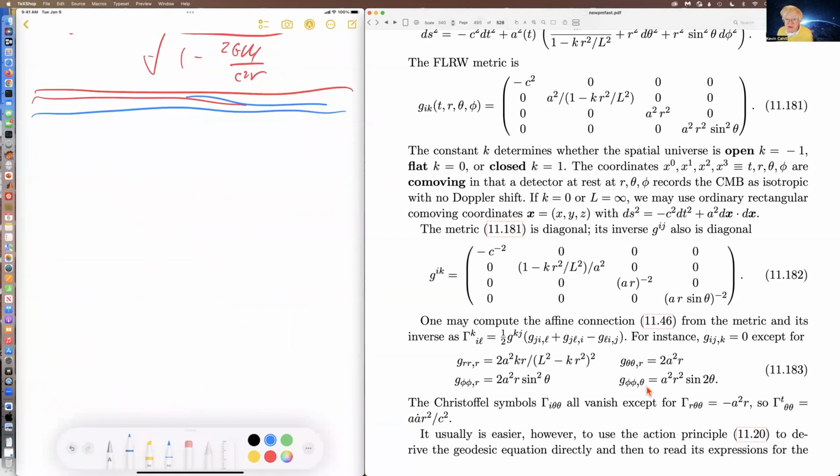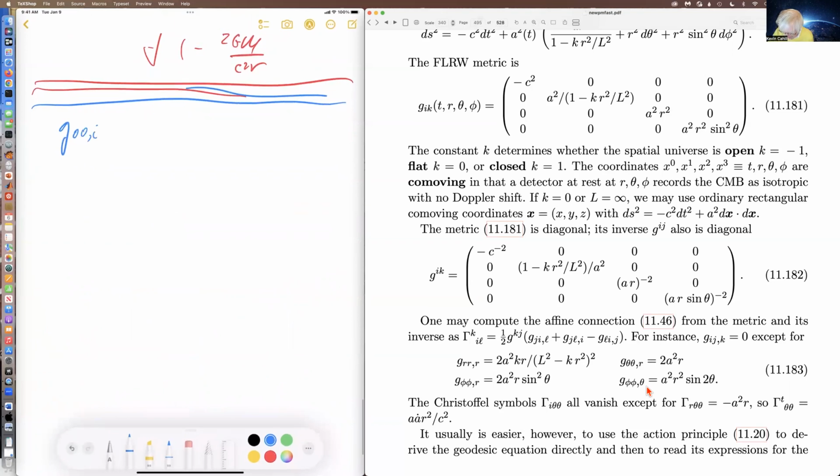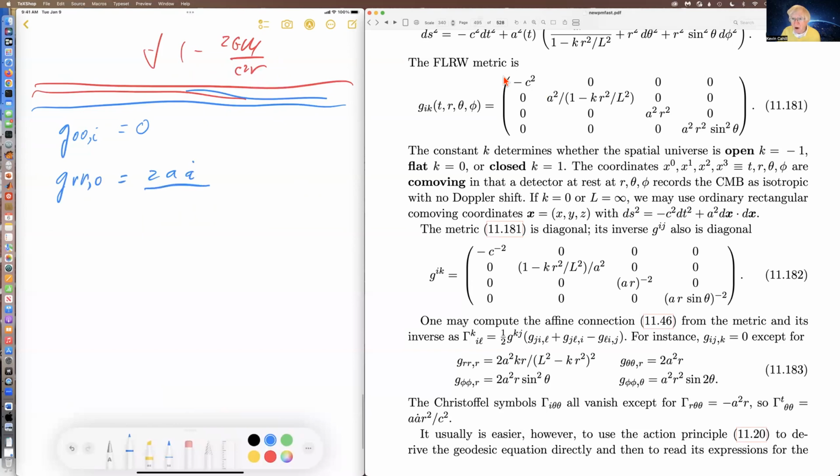let me do some of these derivatives. g_00 comma i is just 0 because g_00 is just a constant. But g_rr comma 0, well, that's going to be 2a dot over 1 minus k r squared over L squared. Here we're assuming that the independent coordinates are t, r, theta, and phi.